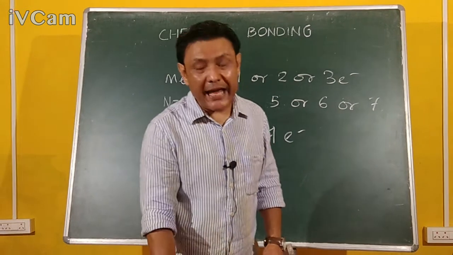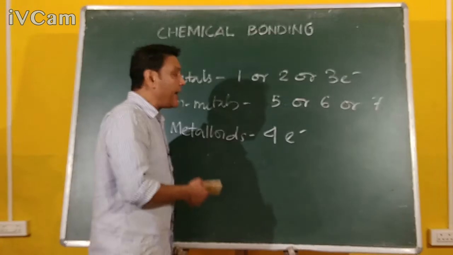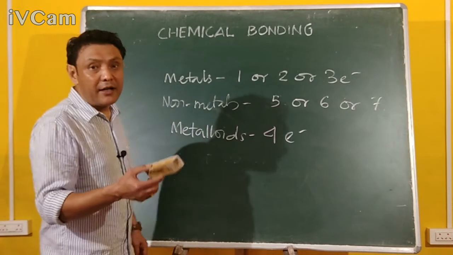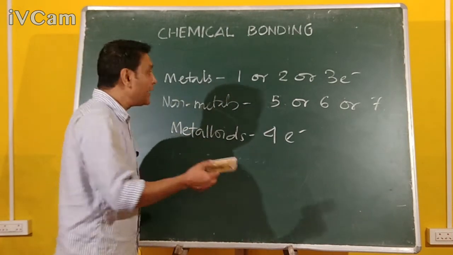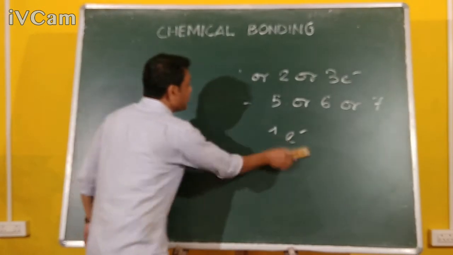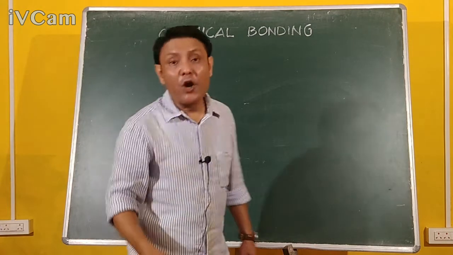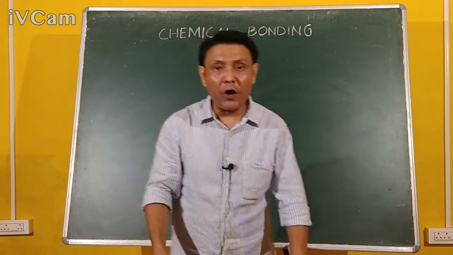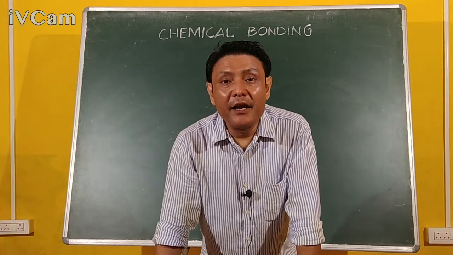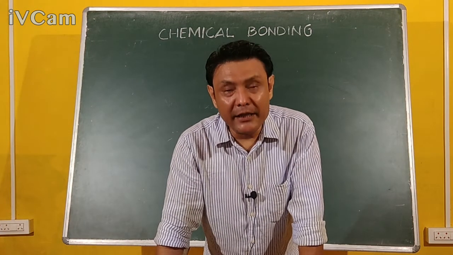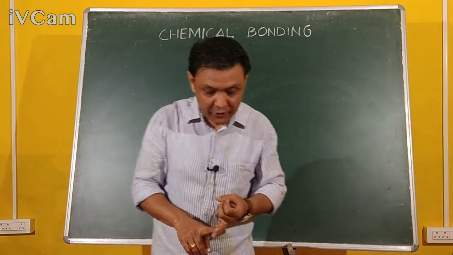So why do elements combine? Elements combine to have the electronic configuration of the nearest noble gas. So how do elements combine? Why is there a chemical reaction between the elements? To have 8 electrons in the outermost shell, either by sharing or by transfer. Okay?